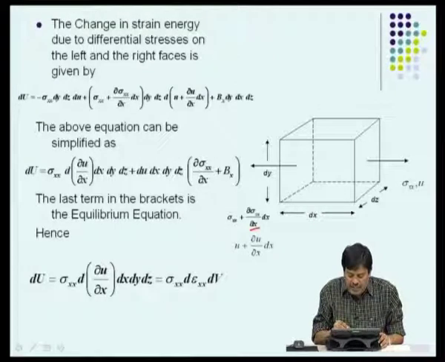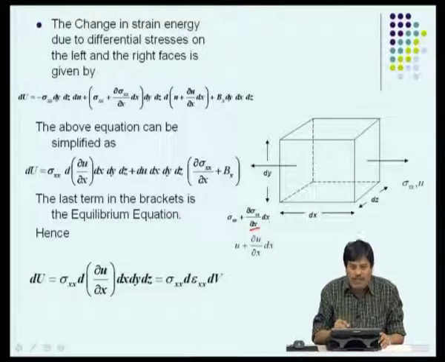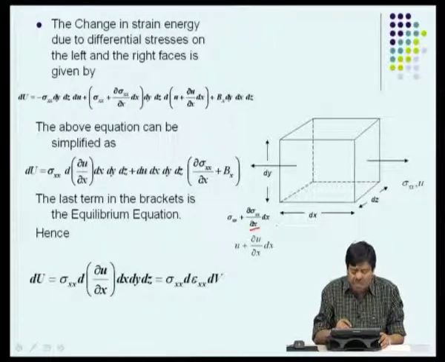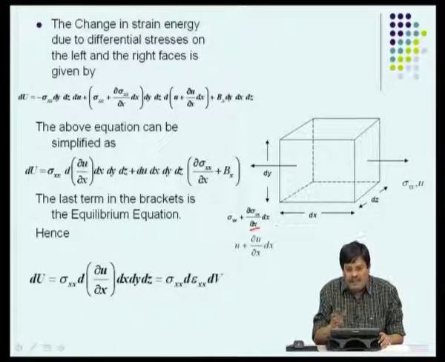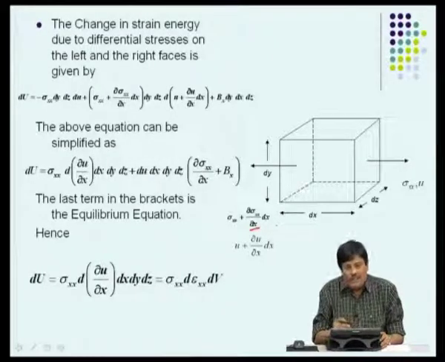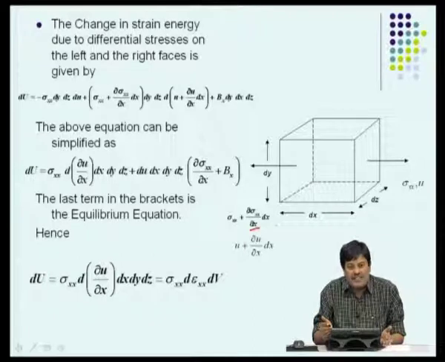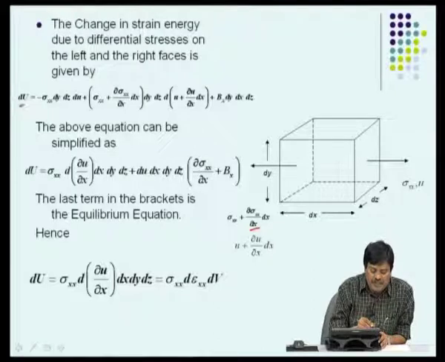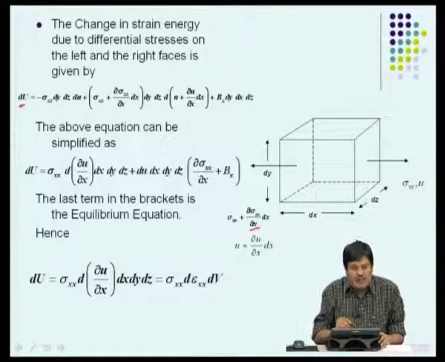That is d sigma x by dx into dx, and similarly the displacement is also changing from u to u plus du by dx into dx. So, this is the incremental change between the right face and the left face. Now, let us find the total work done by these stresses on both the left and right sides and show what the difference is. And this difference is what we call the change in strain energy, dU.